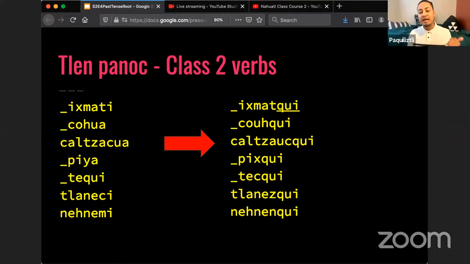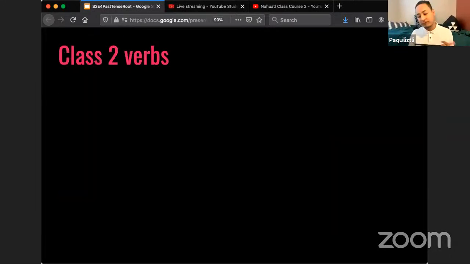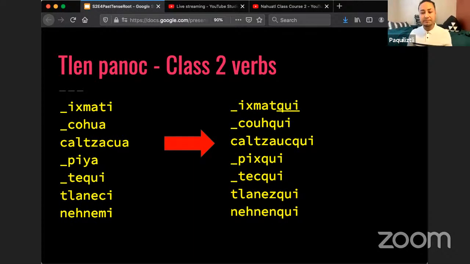And so basically for HUA verbs, the U and the H flip. So it becomes kohki. Calzacua, the C and the U flip, and it becomes calzahki. Pilla, the Y becomes an X, it becomes pishki. And teki, the QU becomes a C, and it becomes tehki.